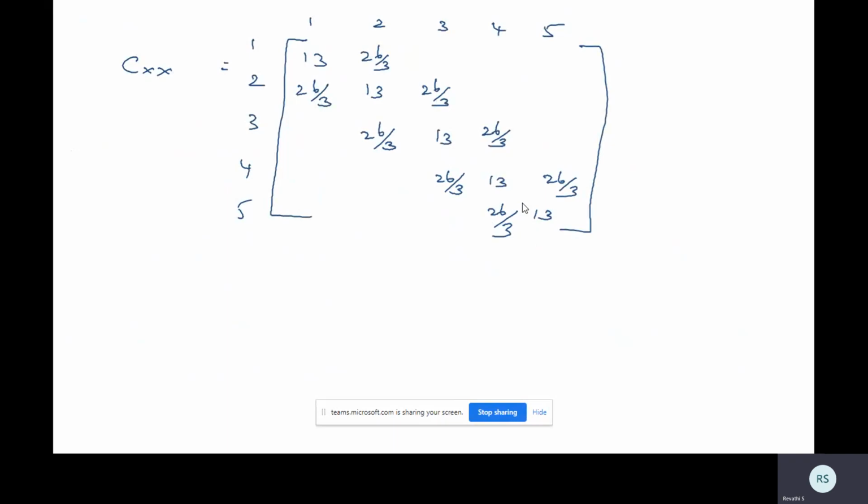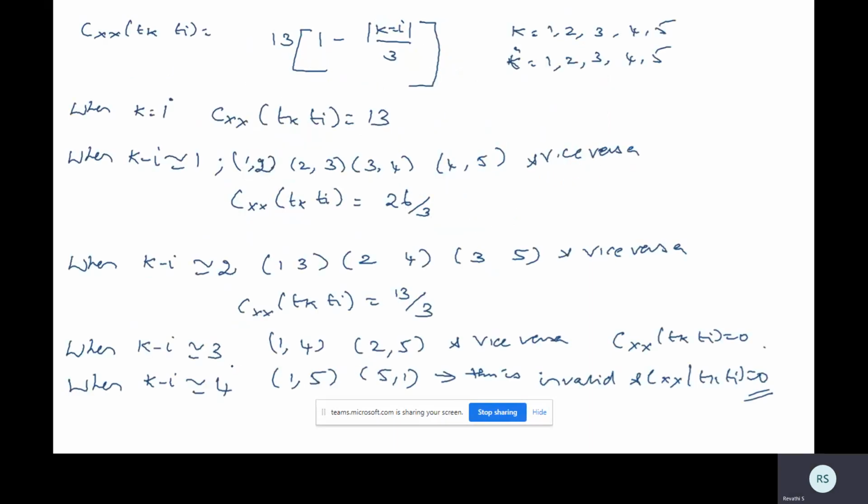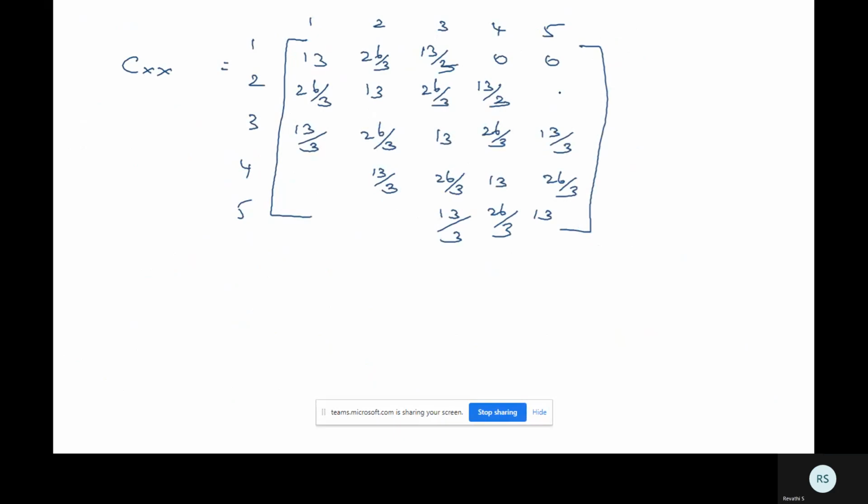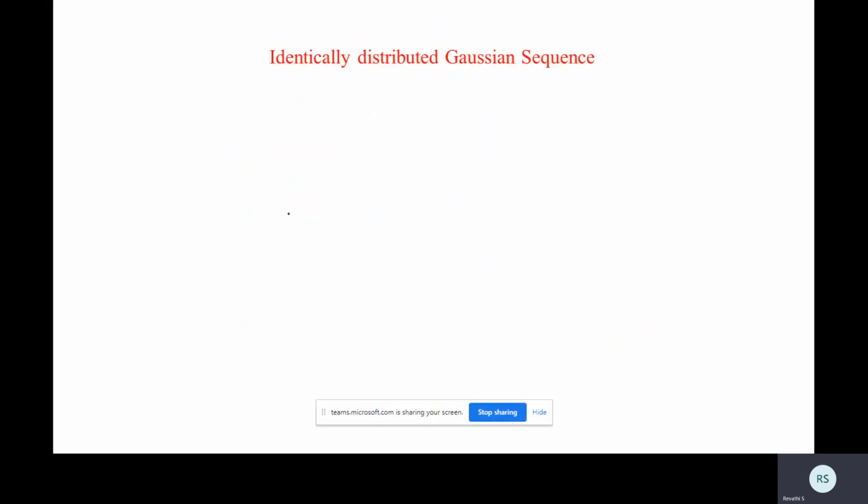Next, K minus I difference is 2, 13 by 3. So 13 by 3 here. Similarly, third row, first column is 13 by 3. Second row, fourth column is 13 by 3. Fourth row, second column is 13 by 3. Third row, fifth column is 13 by 3. Fifth row, third column is 13 by 3. And you can see when difference is 3 and any other difference, the answer is 0. So all the other leftover cells should be filled with zeros. Okay, so this is how you are going to do the problems in Gaussian processes.